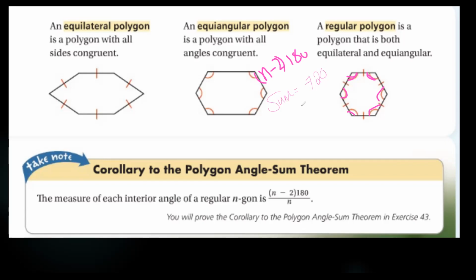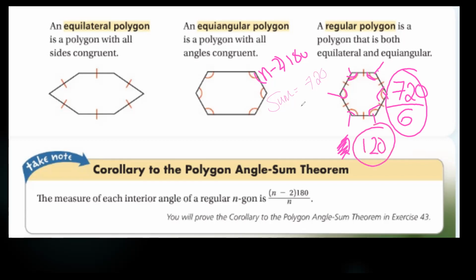So I will divide the 720, as an example, by how many angles we have? 1, 2, 3, 4, 5, and 6. By the number of the angles or the number of the sides. When I divide them, 720 divided by 6 is what can help me. It is 120. So the measure of each angle here is 120.